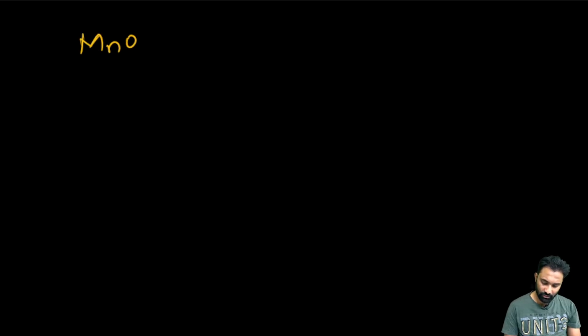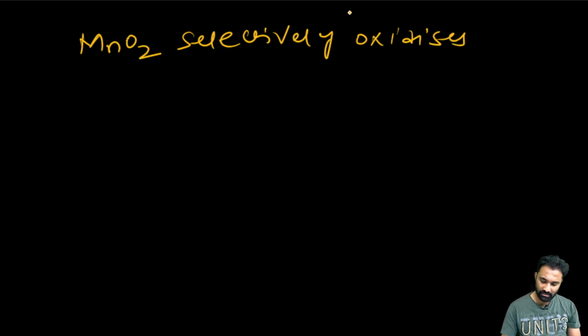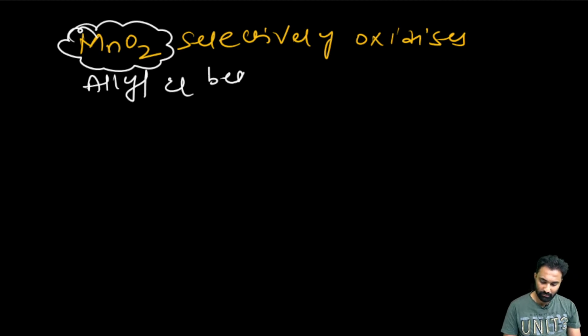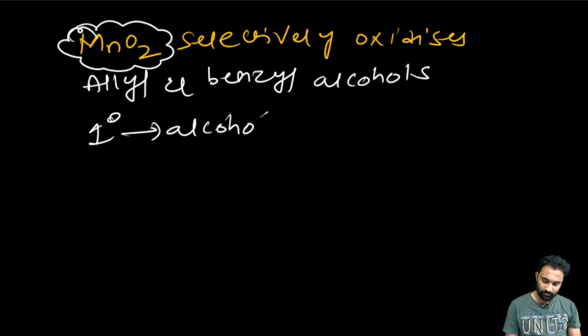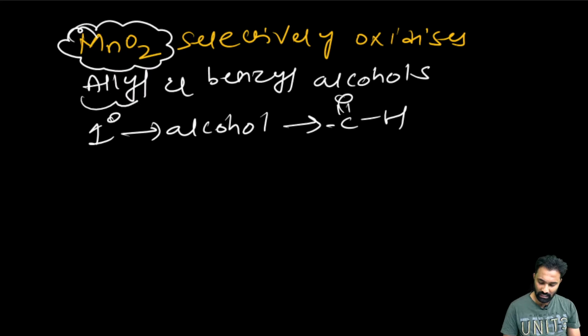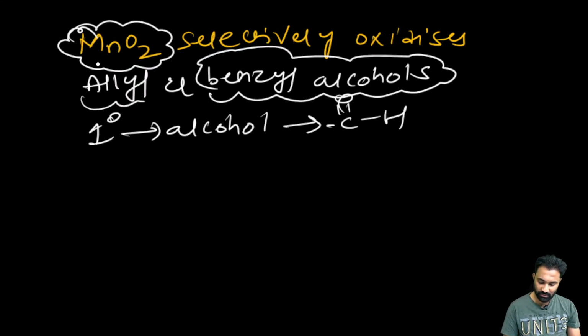Next, a very important one you have to remember: MnO2 is a selectively oxidizing agent. It will selectively oxidize allyl and benzyl alcohols, 1 degree alcohol, to the aldehyde. Clear? Only allyl and benzyl alcohols will be oxidized by MnO2. You have to be very careful. Clear? Now the table has been clear, right?